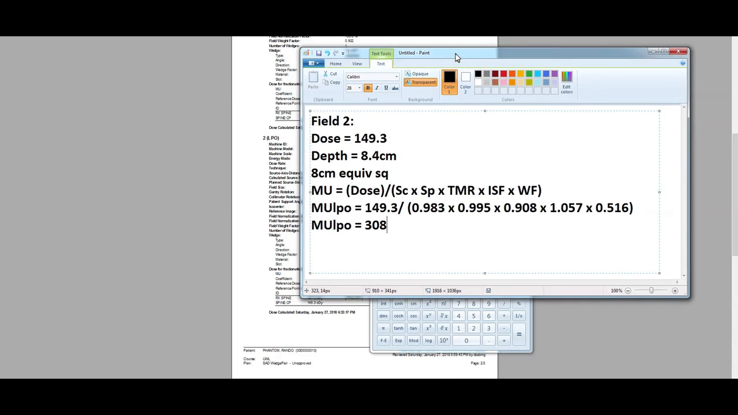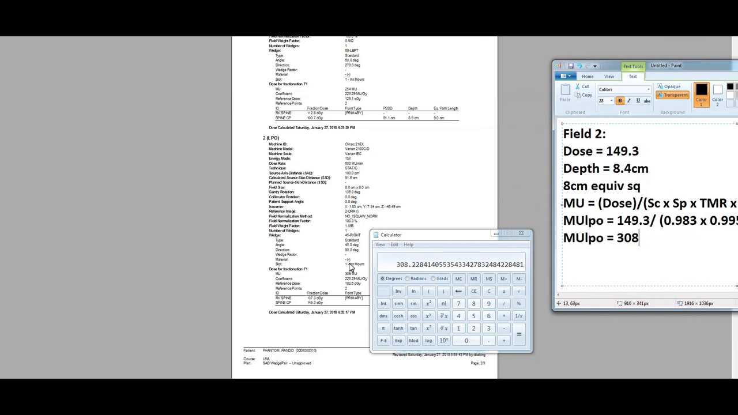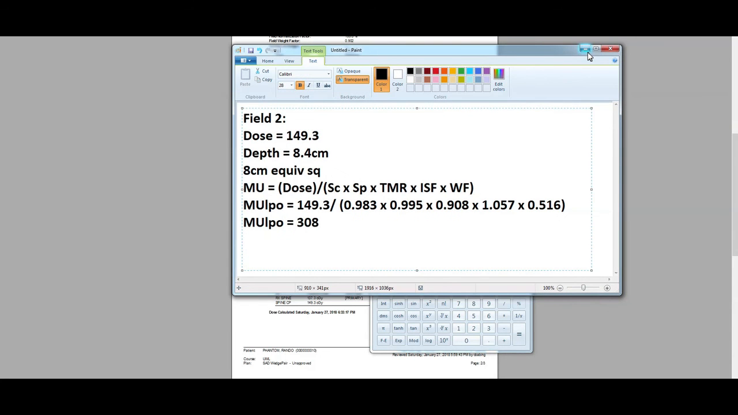The treatment planning system had 309 monitor units. So I get a percent error of less than 0.5%. So it works out pretty well.